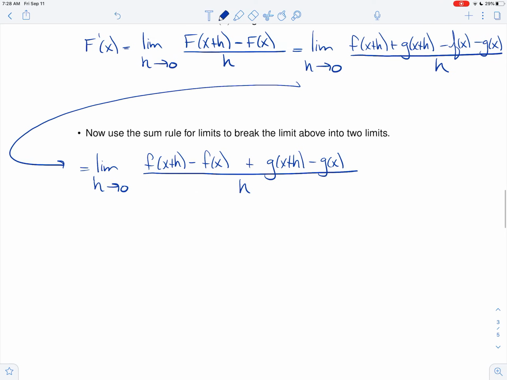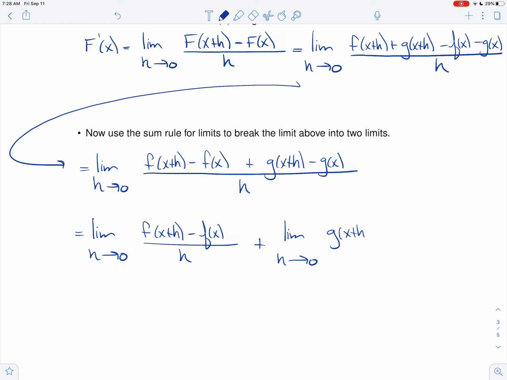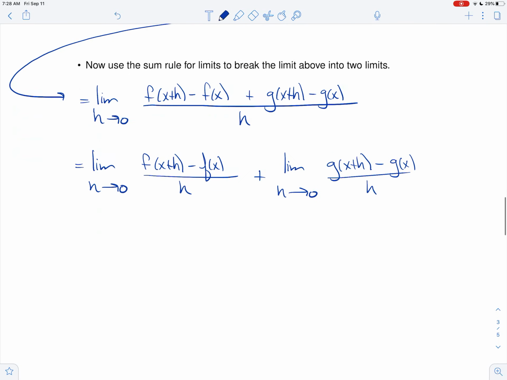And now I can say that this is exactly the limit as h goes to 0 of f of x plus h minus f of x all over h plus the limit as h goes to 0 of g of x plus h minus g of x all over h. And I recognize this is exactly f prime and this is g prime, and so I get out immediately f prime of x plus g prime of x.